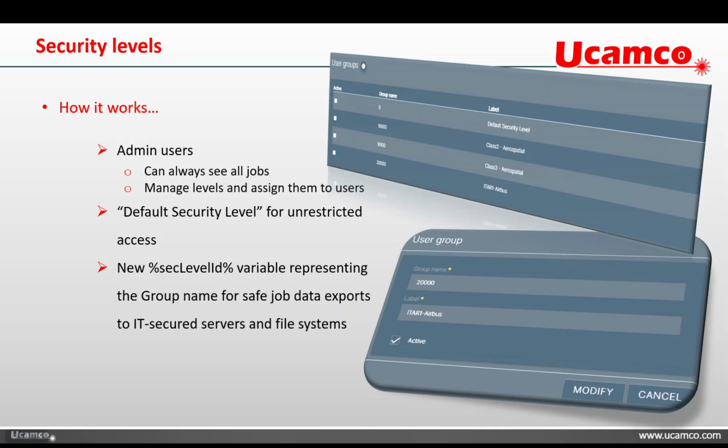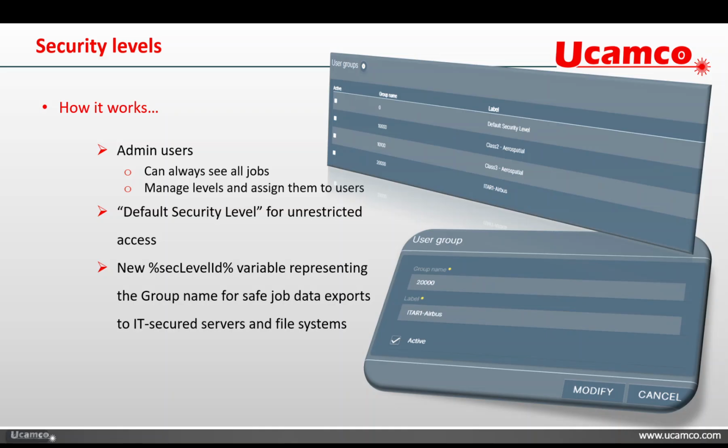Protecting data within the integrator environment and the Nexus viewers or editors is one thing. This is done the way we just described, but of course, Nexus and integrator can also do exports to another file system outside of the protected environment of integrator and security levels. And for that, the export feature in integrator now comes with a new variable, called %SEC_LEVEL_ID%.